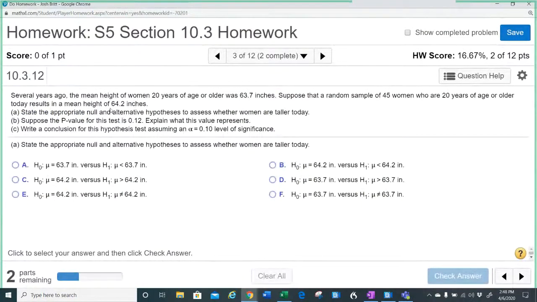Mean height of women 20 years of age and older was 63.7. Suppose a random sample of 45 women who are 20 years or older resulted in an average of 64.2. State the null hypothesis. Well, the null hypothesis would be 63.7. And then the claim, since this 64.2 is larger, would be that the average is now larger than 63.7. So the null is 63.7.